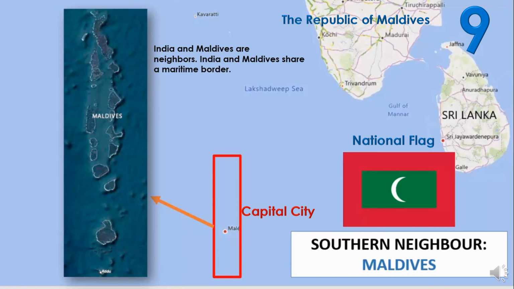Number 9. The Republic of Maldives. The capital city of Maldives is Male. Here you could also see the national flag of Maldives. India and Maldives are neighbors. India and Maldives share a maritime border.